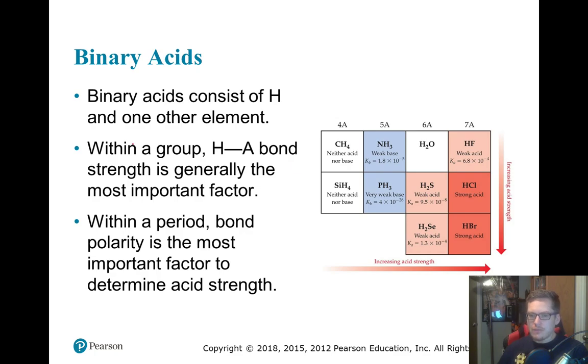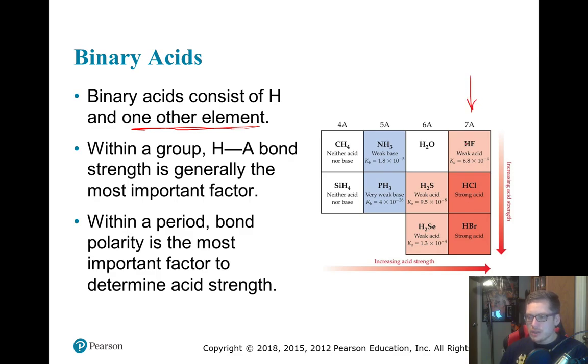If you have a binary acid, this means you've got hydrogen and only one other element. If you're looking within a group, the HA bond strength is generally the most important factor. The weaker the bond, remember, the stronger the acid. So we're looking down a group, remember, a group is up and down.